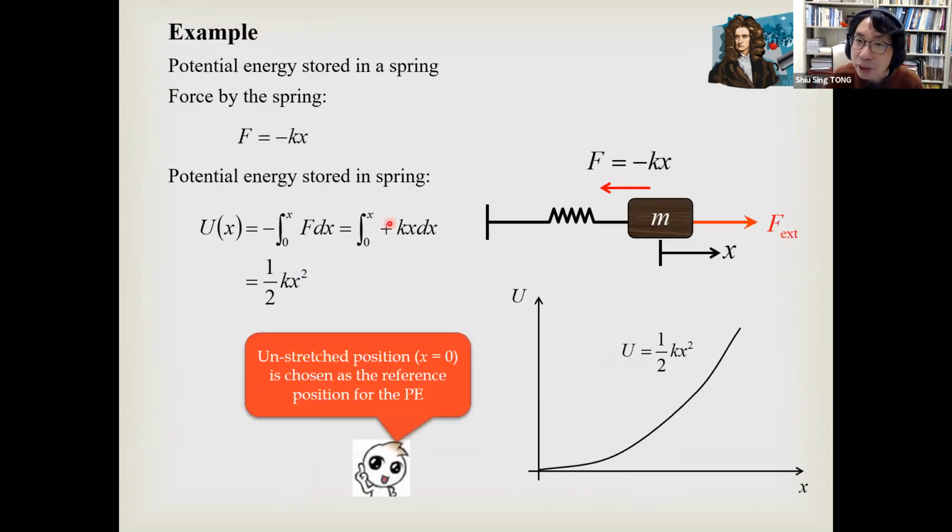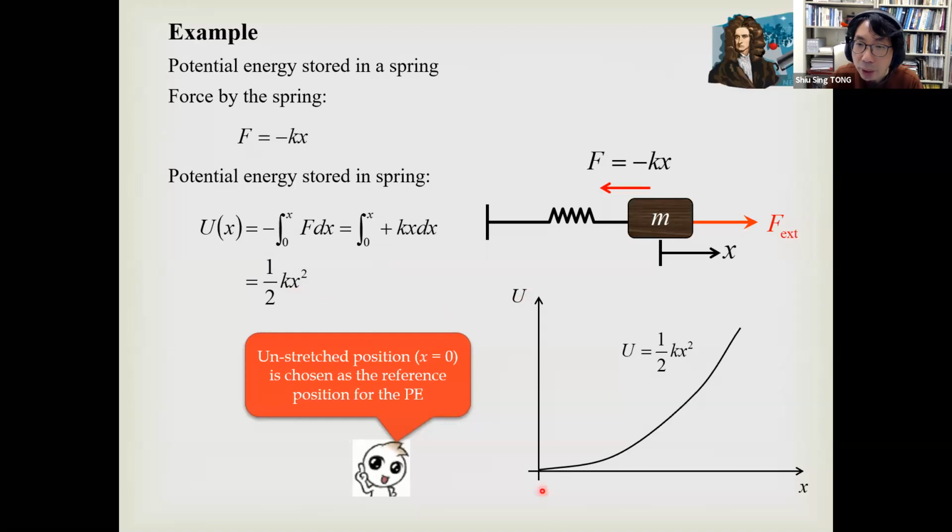Now let's go back to the spring-mass system. I stretch the spring by an external force, and I do work. The force of the spring is kx in the opposite direction, so my external force does positive work, integrating kx from 0 to x. That becomes the potential energy, and of course, the potential energy is half kx squared.